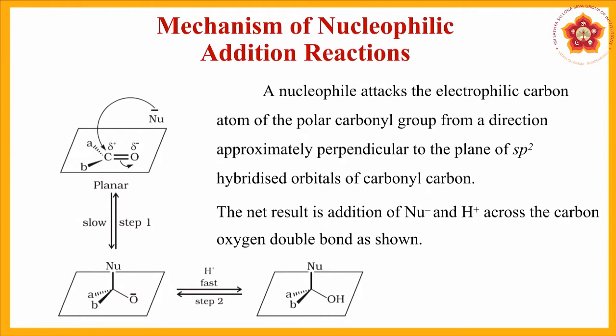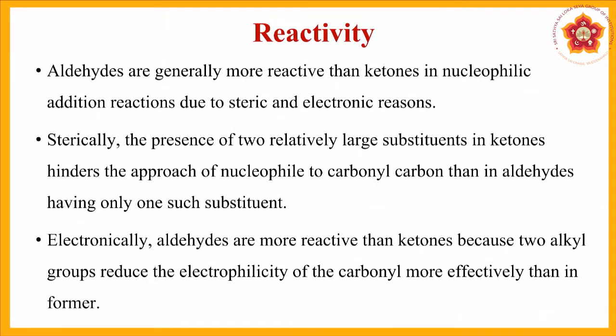That is why they say the net result is addition of nucleophile and H plus. Here they have considered that along with the nucleophile, H plus could be added across the carbon-oxygen double bond as shown. So, in the steps you are able to see that the nucleophile attacks the carbonyl carbon, and hydrogen attaches to the oxygen atom. Under this mechanism we now study a reactivity series for these compounds.